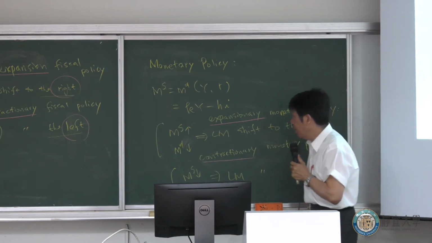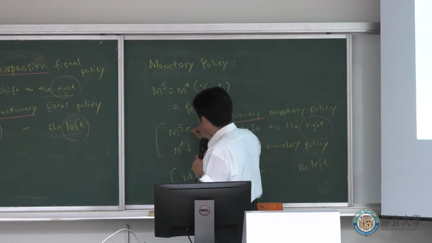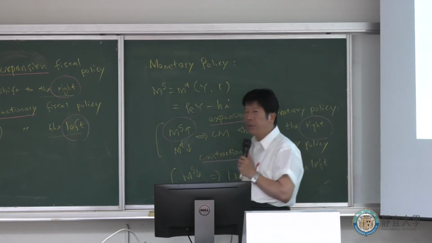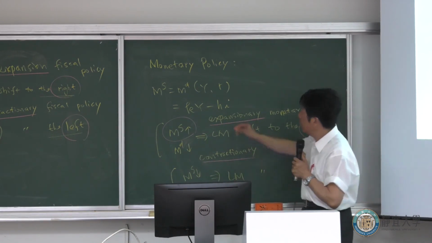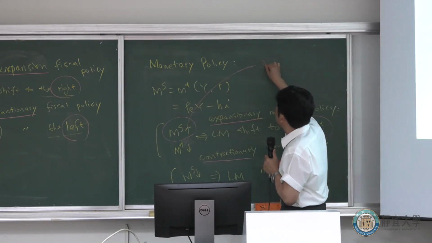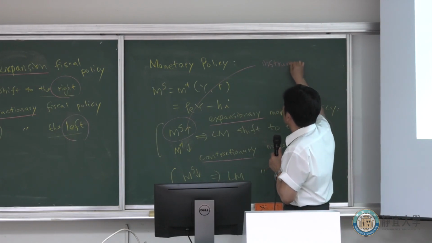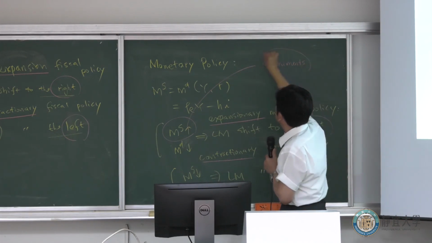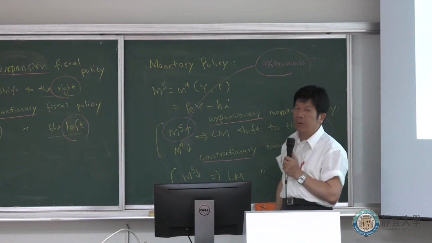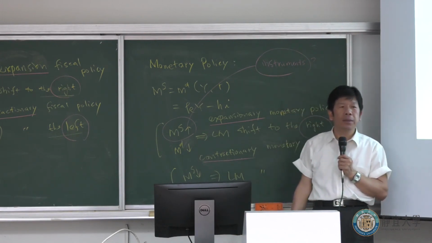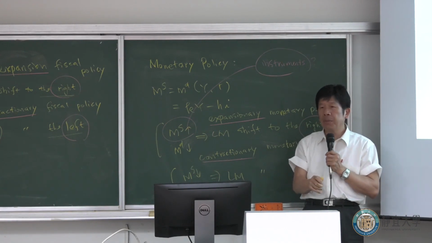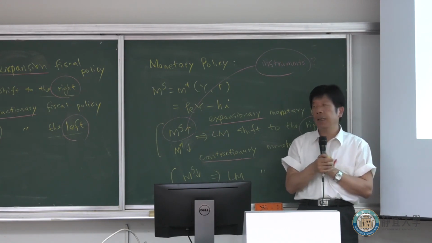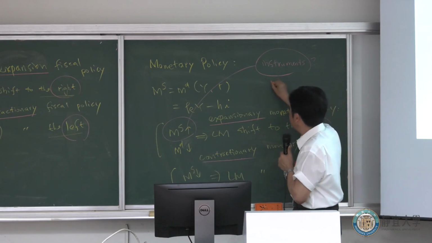And after that, we are also interested in knowing how to let the money supply increase. So how many instruments does the central bank have? How does the central bank control the money supply? They have different ideas.